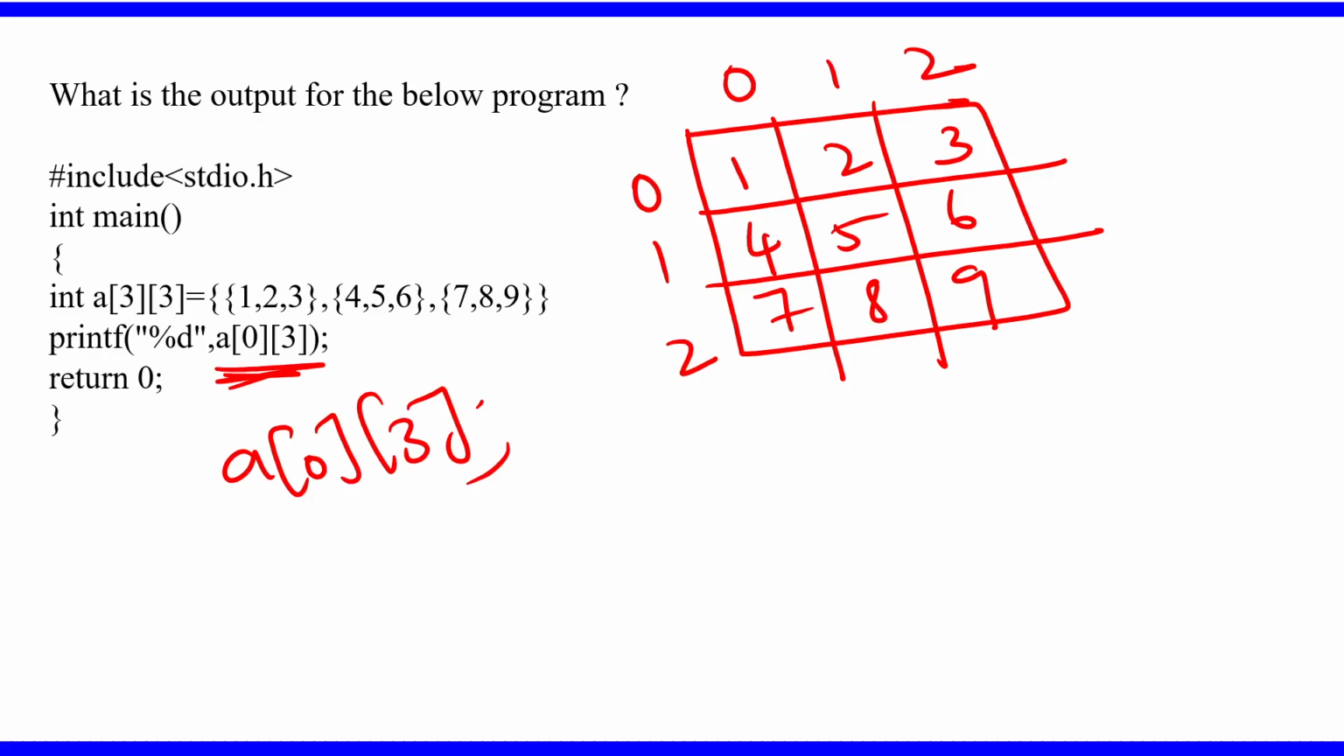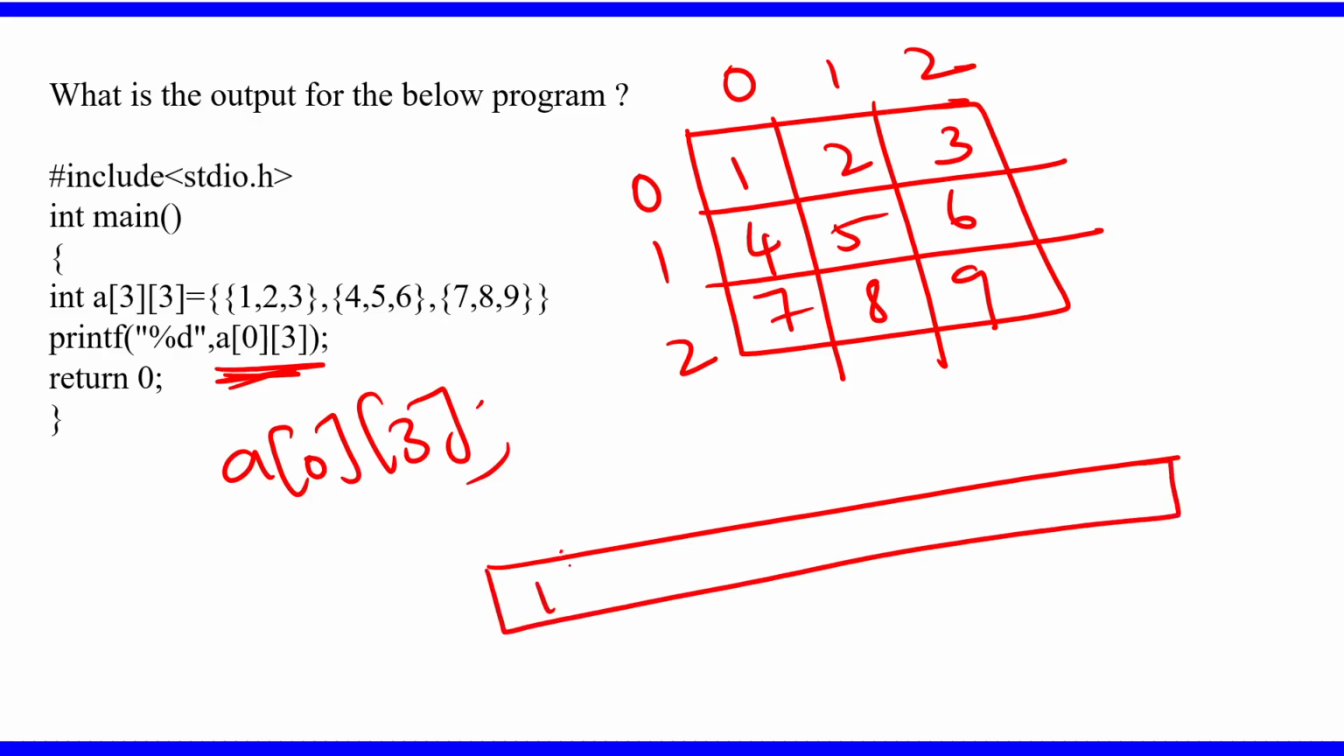Okay, let us see. It is not an error. We have to understand how arrays are stored in memory. When you say a of 3, 3 is this; actually the array is stored in this format only: 1, 2, 3, 4, 5, 6, 7, 8, 9. This way the array is stored. Though it is a 2-dimensional array, the values are stored in a single memory allocation.